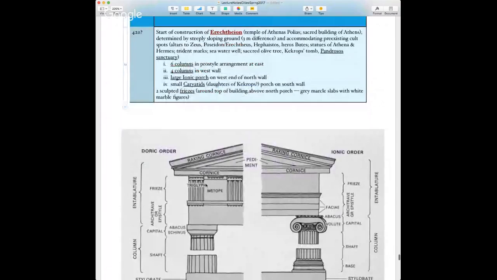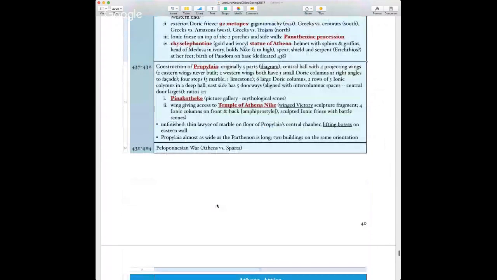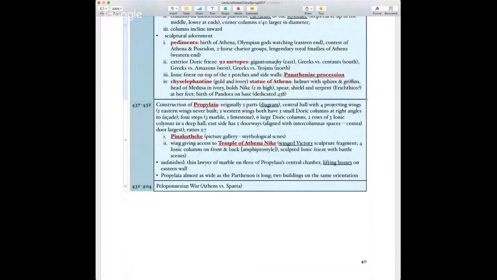The metopes are the spaces right under the pediment, holding up the roof. These spaces in between are decorated with 4 different themed scenes: a gigantomachy, a fight between giants and gods. If you've read the Theogony, it talks about that. Greeks versus centaurs on the south, the side of the theaters. Greeks versus Amazons on the west, the side you would see first as you were walking in, and then Greeks versus Trojans on the north.